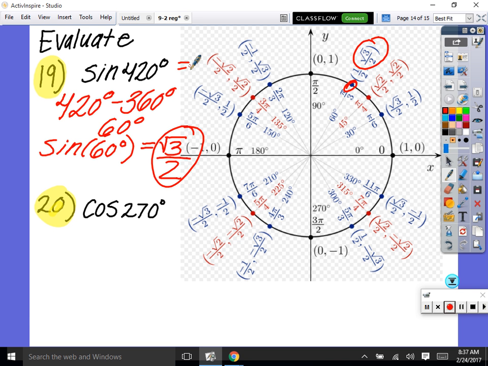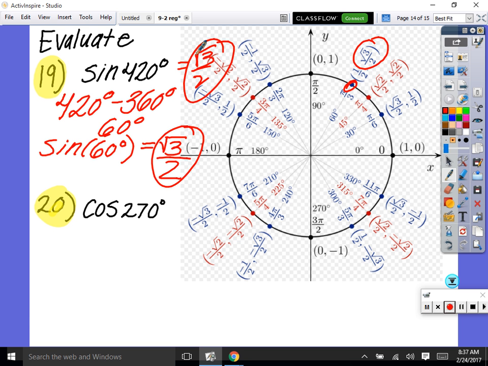Well, we're answering the question. Sine of 420 is root 3 over 2. Our answer is root 3 over 2. Does that make sense? The answer is root 3 over 2. It said, what's the sine of 420? It's root 3 over 2. Where the other one said, does that make sense?